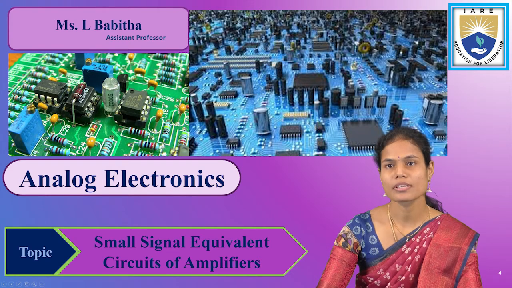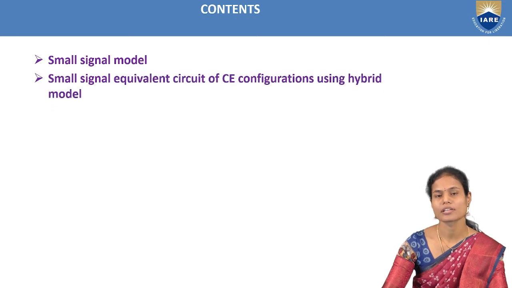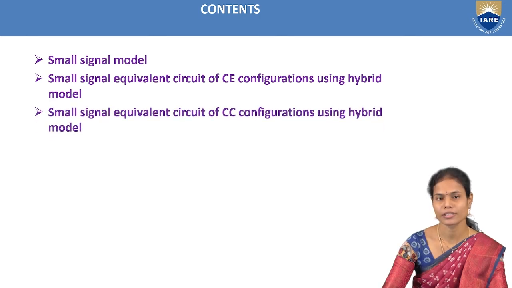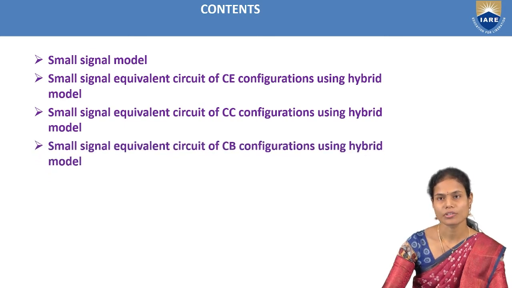Today I am going to discuss the small signal equivalent circuits of all the three configurations of the transistor. While coming to the contents, here I am going to discuss what the small signal model is, and how we can represent the small signal equivalent circuit of the common emitter configuration, and also how we can represent the small signal equivalent circuit of the common collector configuration, and how we can represent the small signal equivalent circuit of common base configuration using the hybrid parameter model.